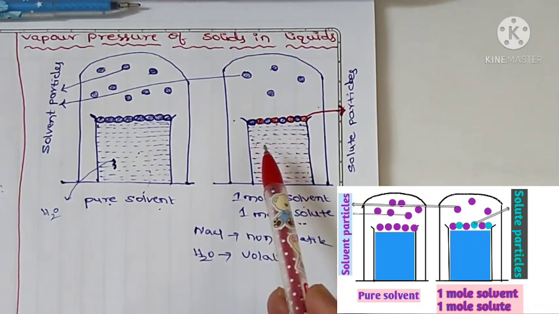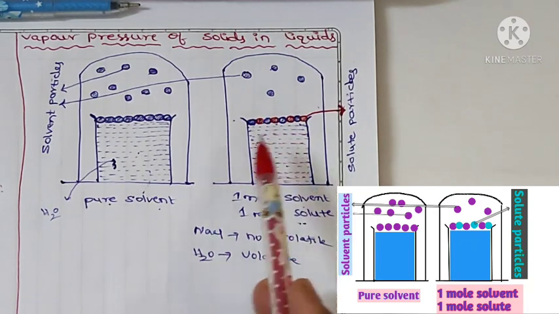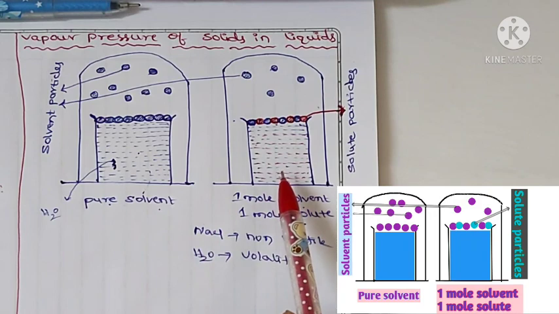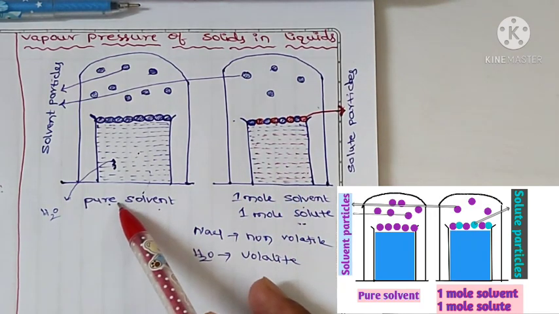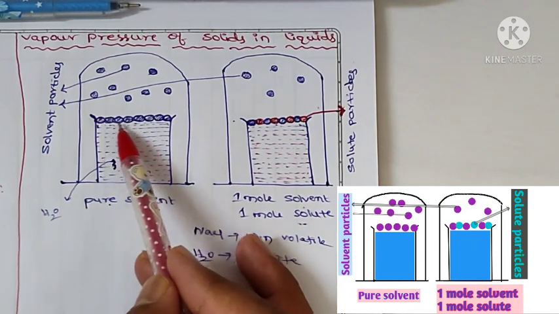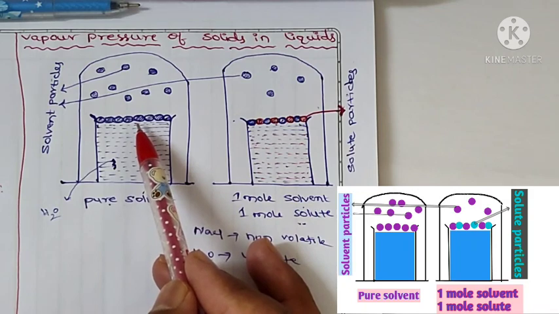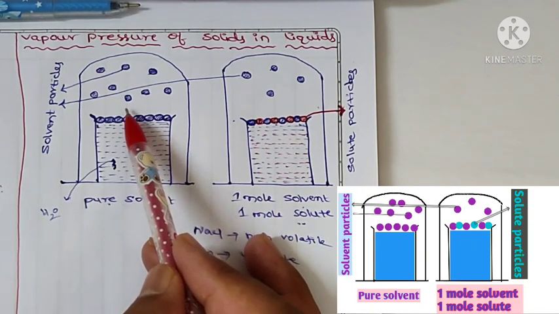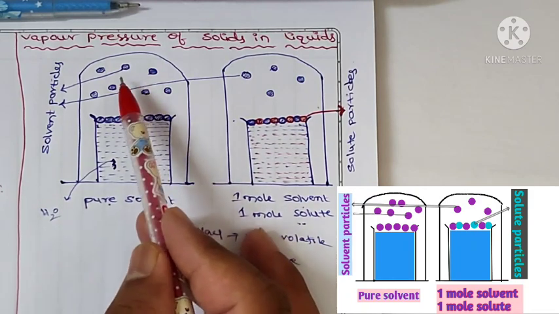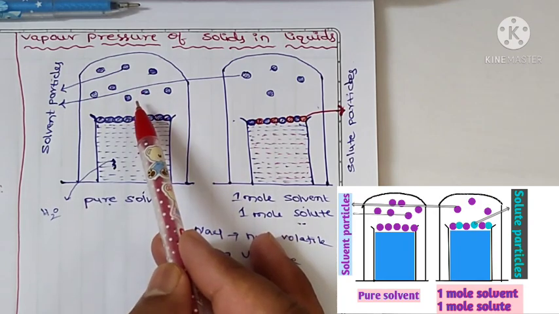Consequently, the vapor pressure also reduced. See here, if you compare both, this is the pure solvent and this is the solution. In the pure solvent, the surface is occupied by only solvent molecules, so more molecules are converted into gas. Here the number of gas molecules is more, so the exerted pressure is also more.